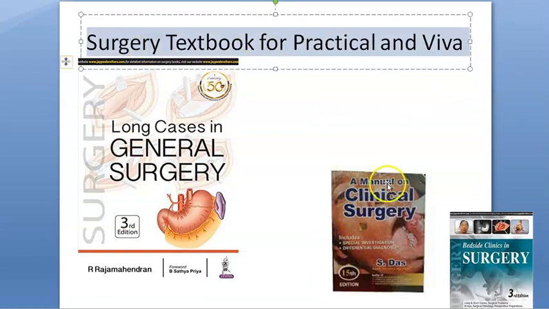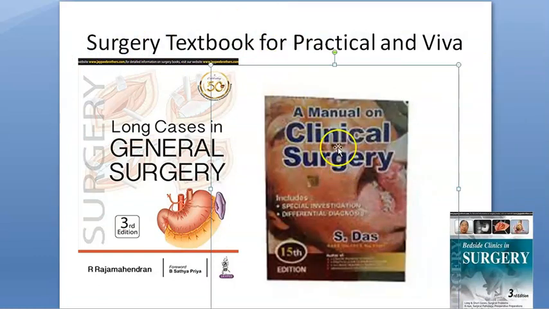Coming to practical and viva books, the lecturers will tell you to use Das, the clinical manual on clinical surgery. Das was very good in describing a swelling, describing an ulcer. What are the features of an ulcer? What are the adjectives you'll use for an ulcer? It is a rolled margin, or the kind of adjectives you can write nicely.